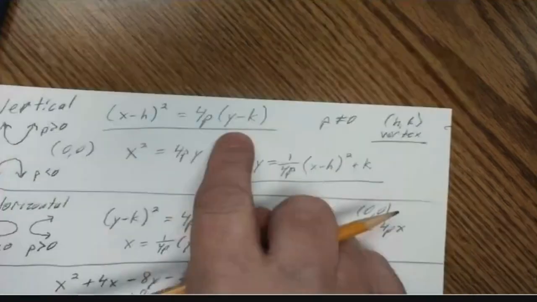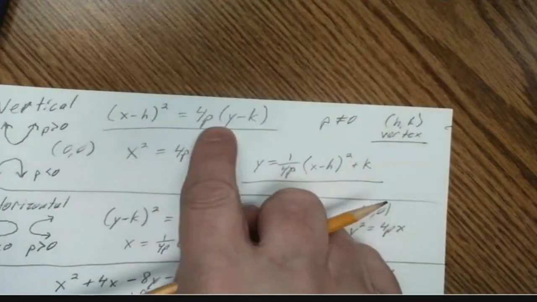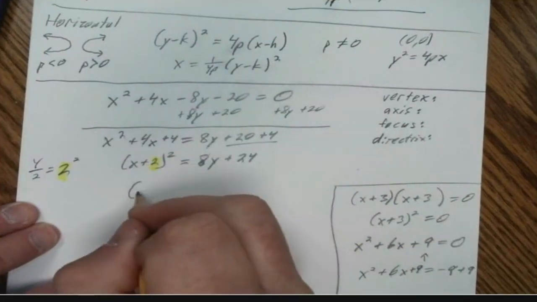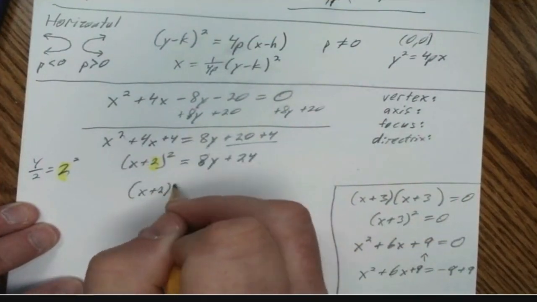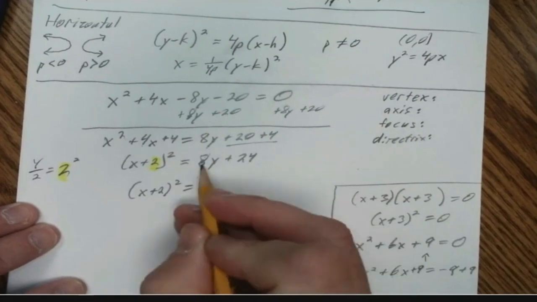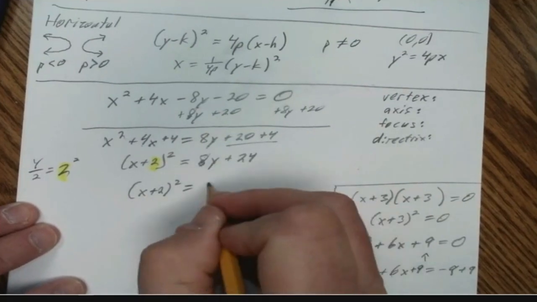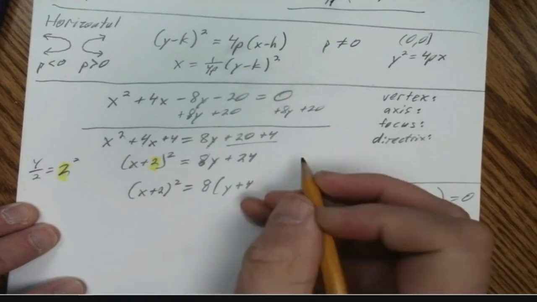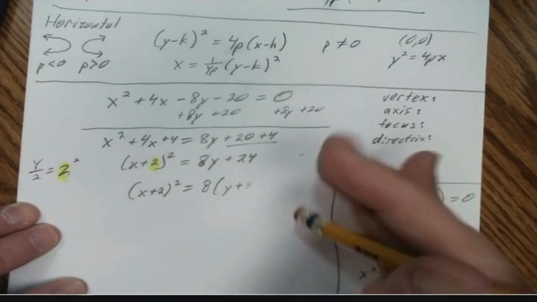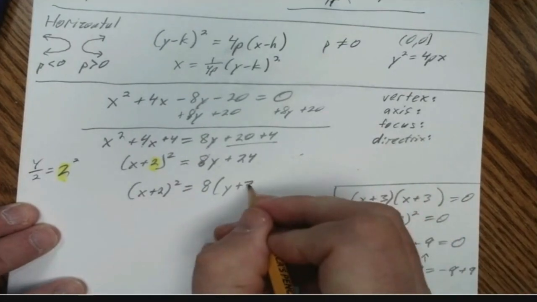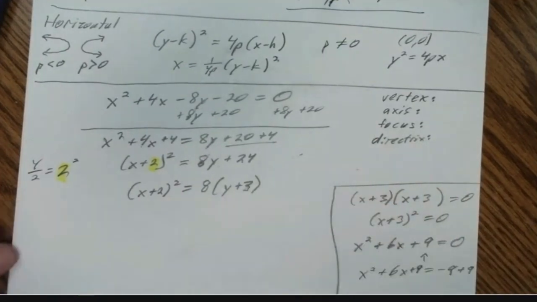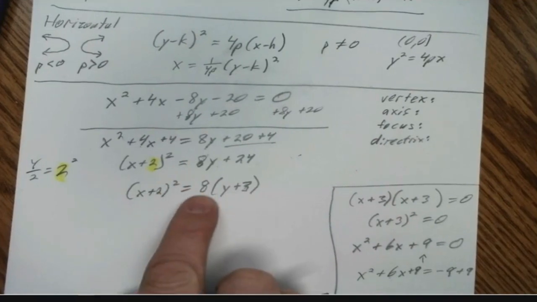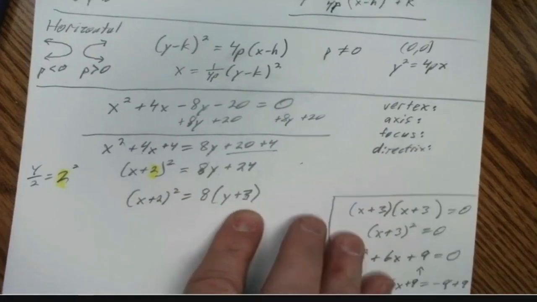This is almost there. We need to factor out to where the y. So 8y plus 24, x plus 2 squared equals, we can factor an 8 out of both of those. 8 times y plus 3, because 3 times 8 is 24. So x plus 2 squared equals 8 times y plus 3.